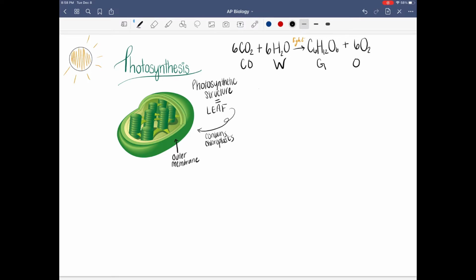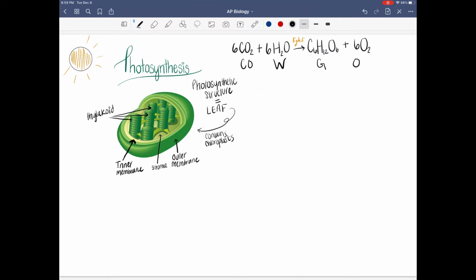I know that we've looked at this when we did our organelles, but we've got our outer membrane, and then we have the inner membrane, and the background that you see right there is going to be our stroma. We'll see a part of photosynthesis happening in the stroma. That's going to be stage 2.